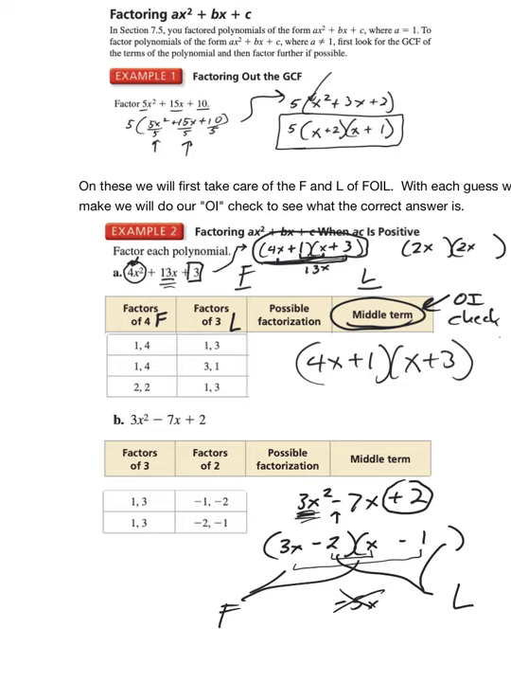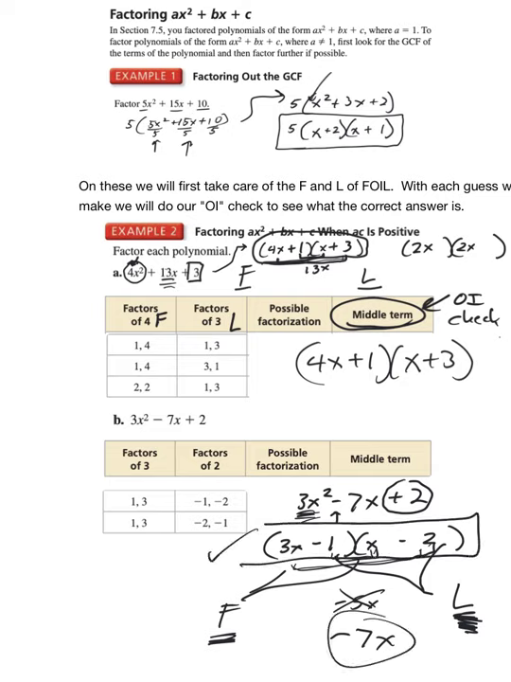So switch the numbers and see what happens. All right, switch the numbers and I get -1 times -2. So -1 times -2 gives me my L, my last numbers, and the 3x and x gives me my first. And so now I do the OI check to see if I can get the -7. -6 -1 from -7x. Yes, so therefore this is the correct factorization.